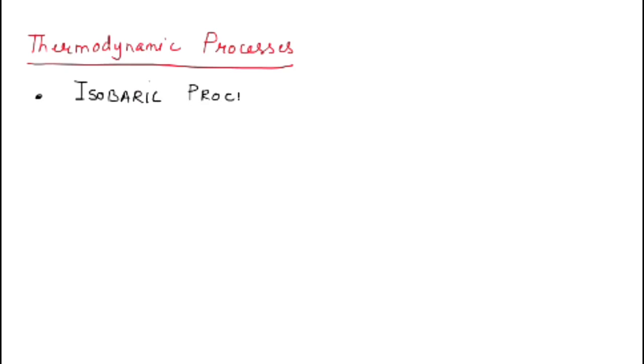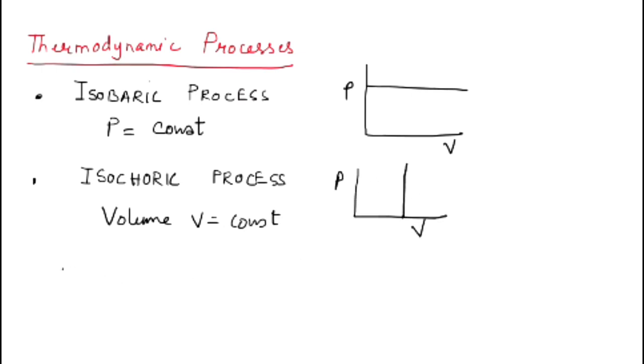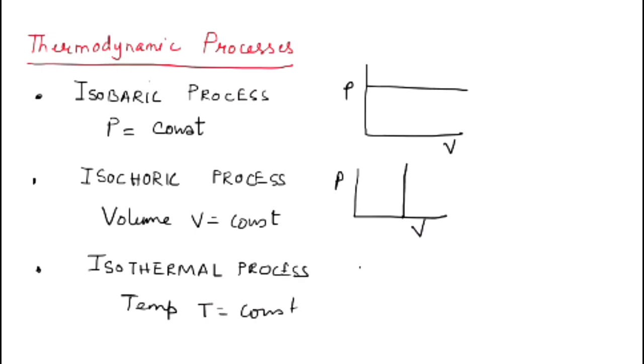The first one is the isobaric process. In an isobaric process, pressure is constant. If we draw the P versus V diagram, it will look like this. The second one is the isochoric process. In an isochoric process, the volume remains constant throughout the process. If we draw the PV diagram, it will look like this. Next is the isothermal process. In an isothermal process, the temperature remains constant throughout the process, and the PV diagram looks like this.